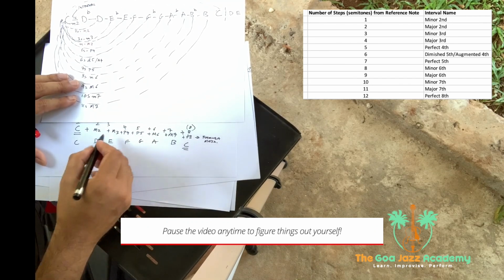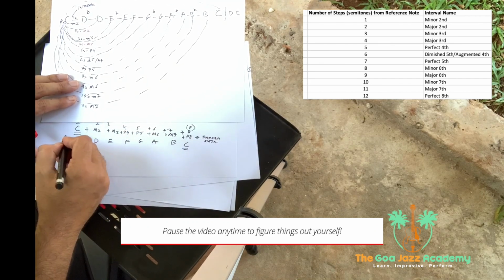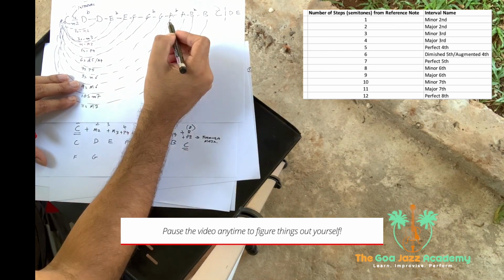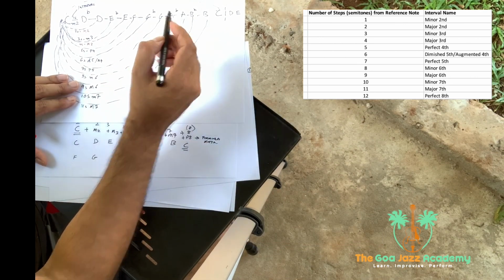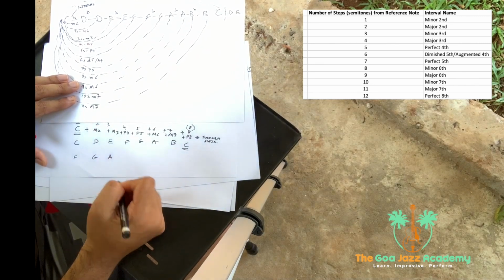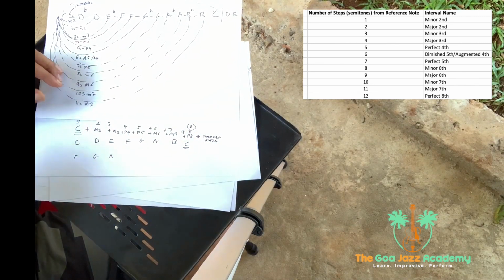Okay, then the third note would be a major third away from F, right? So that would be how many notes? 1, 2, 3, 4. It would be A. Okay, and so on and so forth. You can try that out.